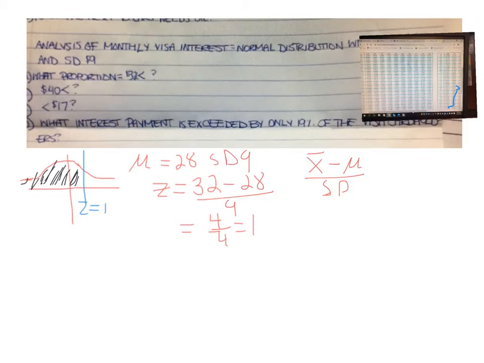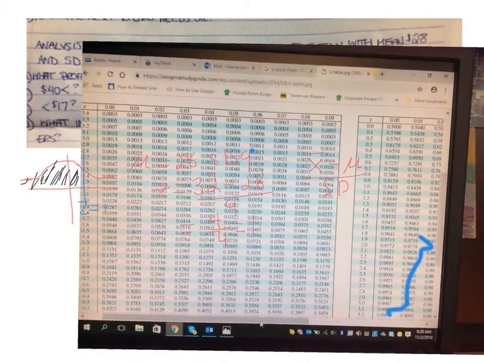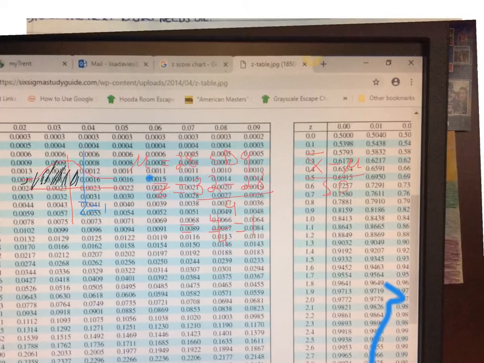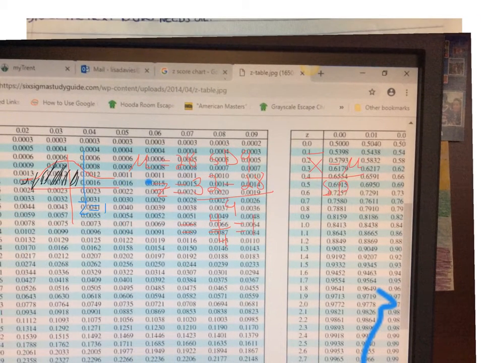So let's have a quick look at the chart for Z equals 1. Our value is right here for Z equals 1 at 0.8413. And so that's the decimal of the probability. If you convert it into a percentage, you're going to move your decimal place 2 places to the right or multiply it by 100 to make it a percent. So that's 84.13%.